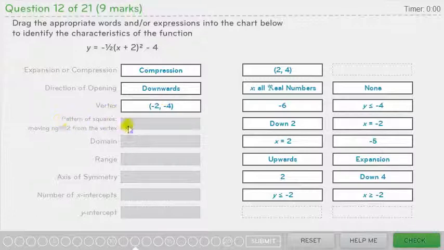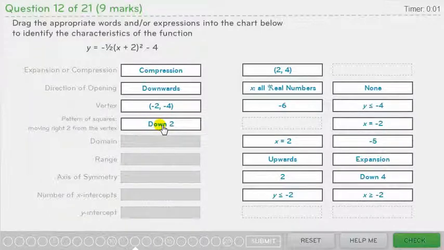Now for a question about the pattern of squares. So we're going to answer this question using the a value. The normal pattern of squares for a parabola is over 1, up 1, over 2, up 4, over 3, up 9, and so on. In this question it says, what are we going to do when we move to the right by 2? So normally we would go over 2, up by 4. We're going to multiply that +4 by -1/2, our a value. We find out that we go down 2.